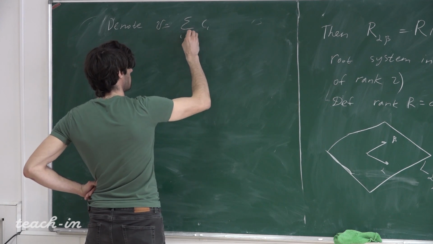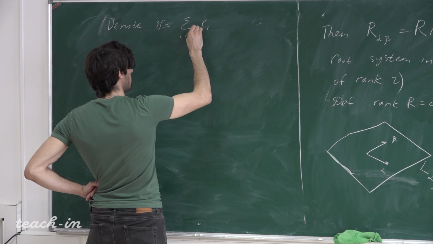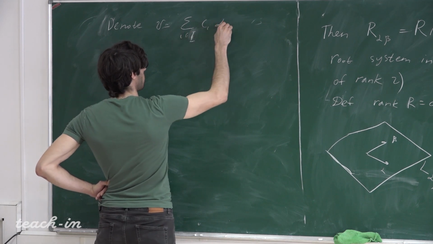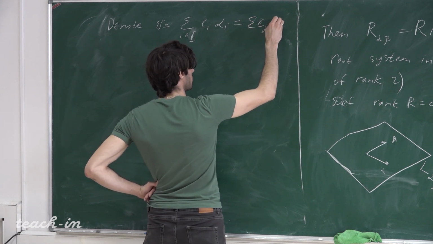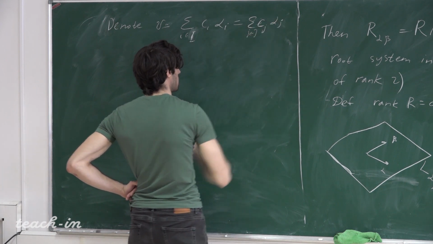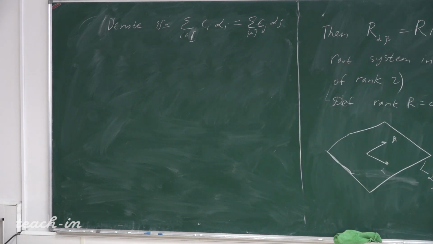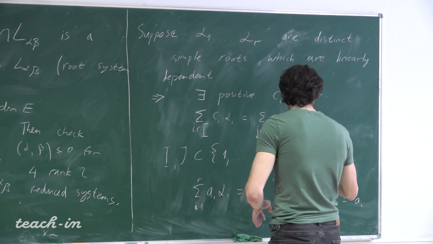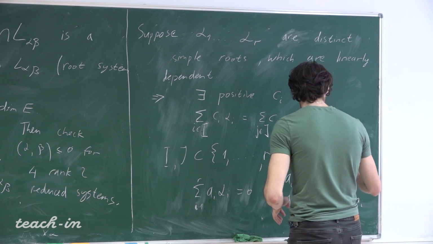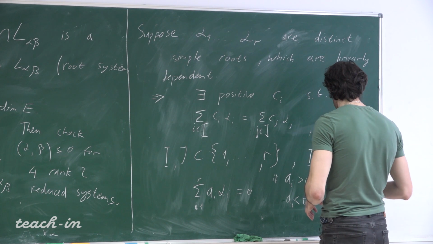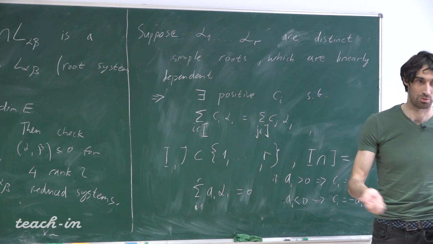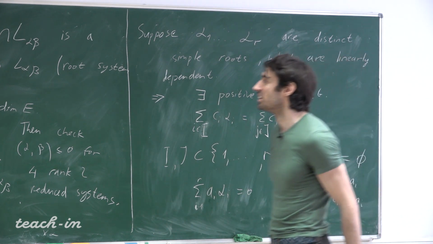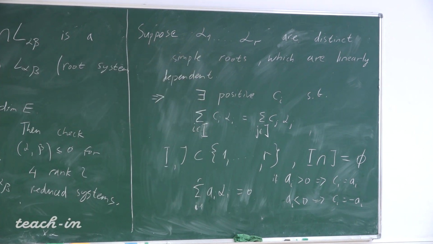Sum of ci αi as i runs over I, which is the same as sum of cj αj as j runs over subset J. And what's important here is that I does not intersect J. So indices of positive coefficients and indices of negative coefficients are distinct. Then let me consider v, just the norm of v.